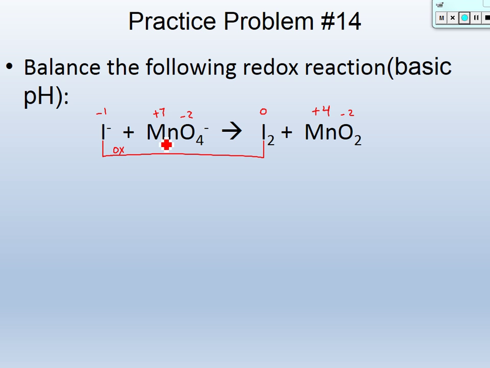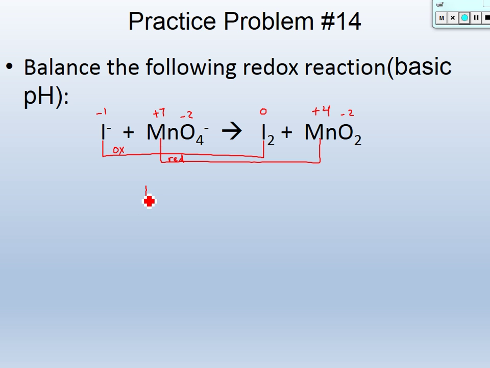The manganese, yeah, it's going from +7 to +4, so that one's reduced. Step 1 through 6 is the same. So let's just use our rule sheet. If you're watching the video, please have your rules out, and we're going to go through it step by step here. So step 1 is to write the half reactions.